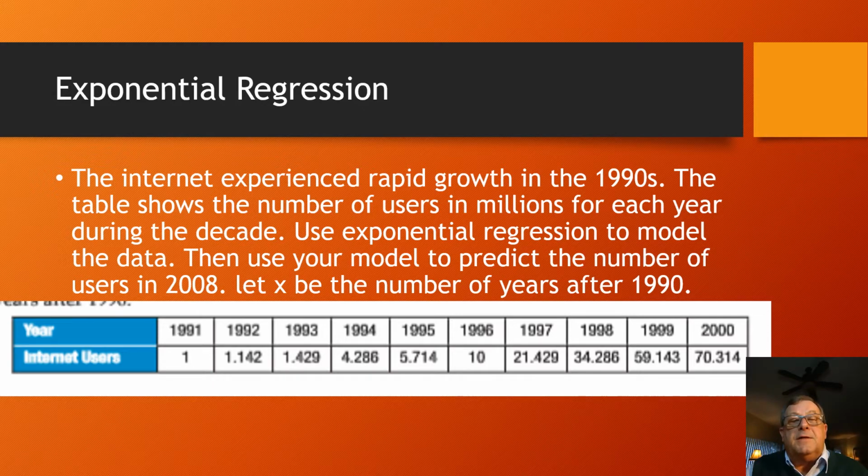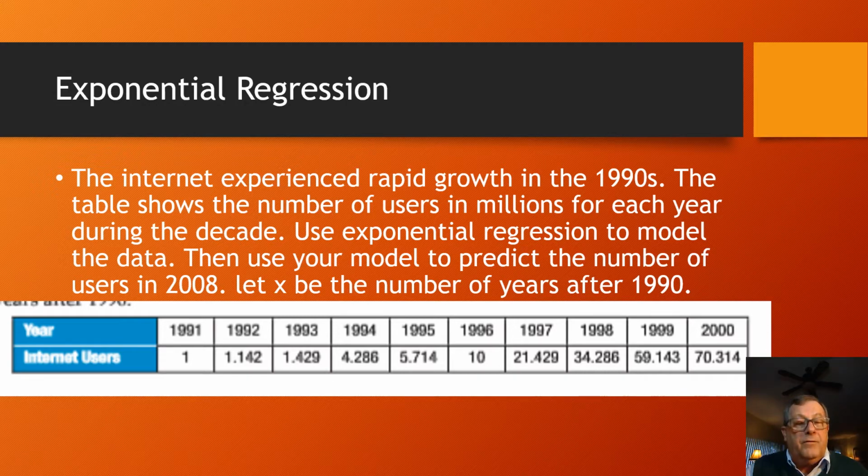And so we've got, it says that the internet experienced rapid growth in the 1990s. The table shows the data of users in millions for each year during the decade. Use exponential regression to model the data, and then use your model to predict the number of users in 2008. Let X be the number of years after 1990. All right, so we're going to make a prediction in 2008 based on this data that was obtained through the decade of the 1990s.